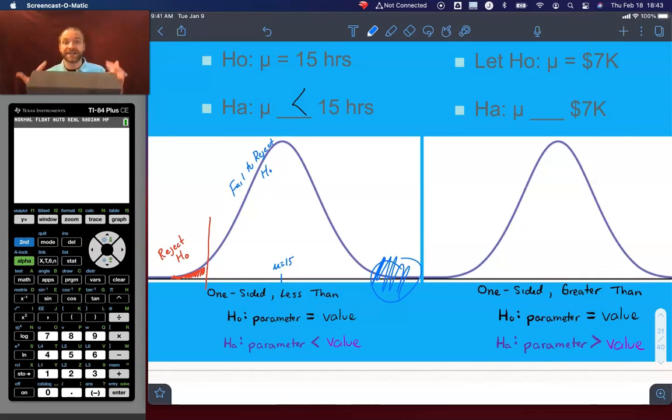If it's over 15 hours, that's a victory. We're cool with that. So notice, and I would have labeled there where your fail to reject zone is and where your rejection zone is.